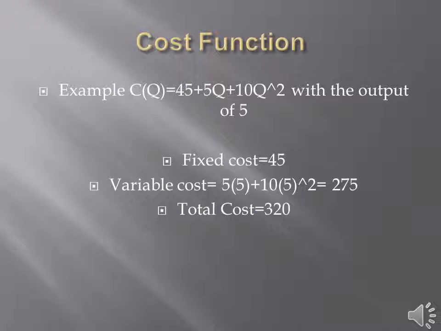As said before, the variable cost is the 5Q plus 10Q squared, which in this case is 5 times 5, which is 25, plus 10 times 5 squared, which equals $275. Now, your variable cost is $275, your fixed cost is $45. C of Q is the total cost. So what's your total cost? It is $320.